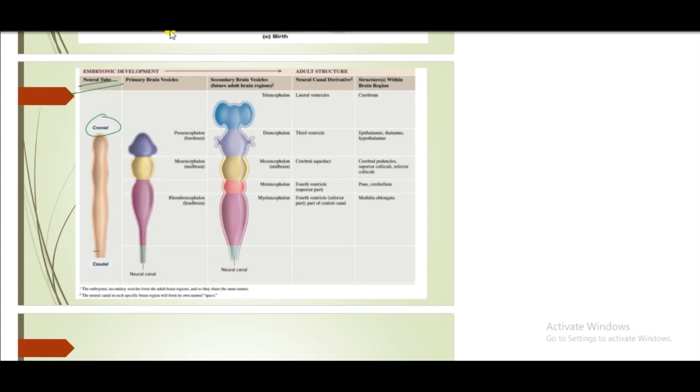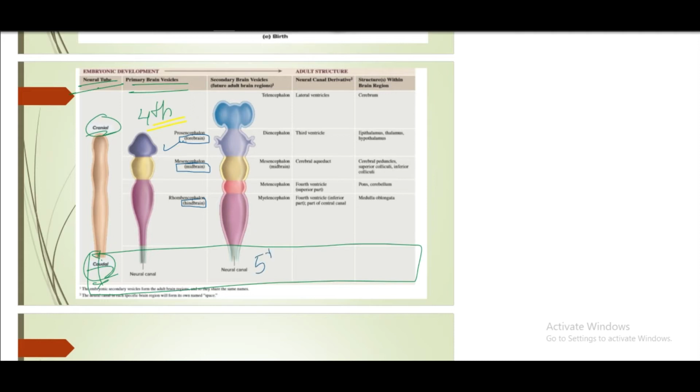From the neural tube, we have the cranial part and the caudal part. The caudal part is going to form the neural canal, that is your spinal cord is going to be from the caudal part. From the cranial part of the neural tube, the development of primary brain vesicles is going to happen in the fourth week, and we can see the prosencephalon is going to form the forebrain, and the mesencephalon going to form the midbrain, and the rhombencephalon going to form the hindbrain.